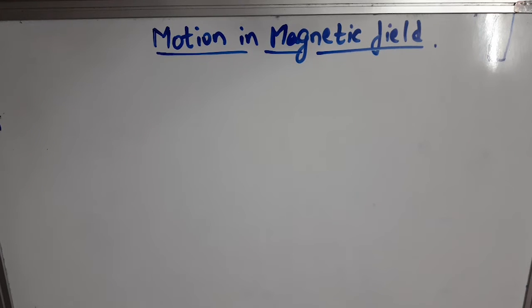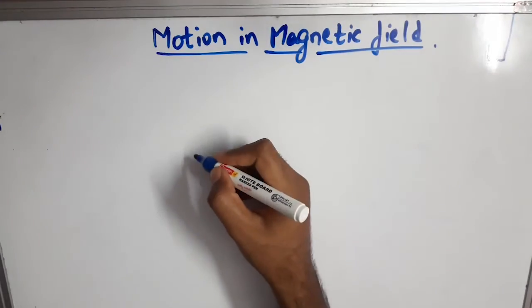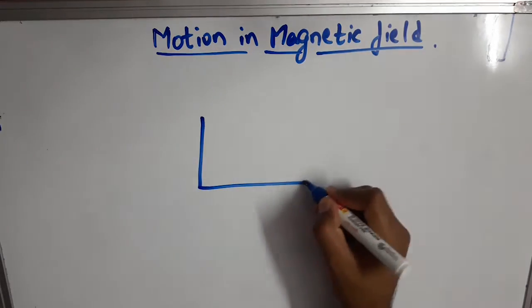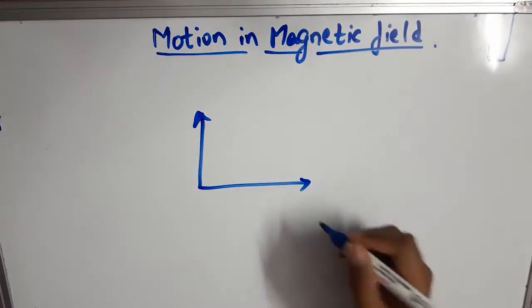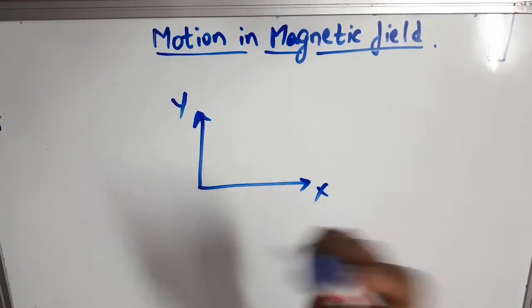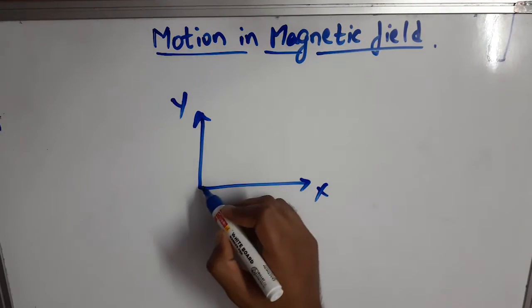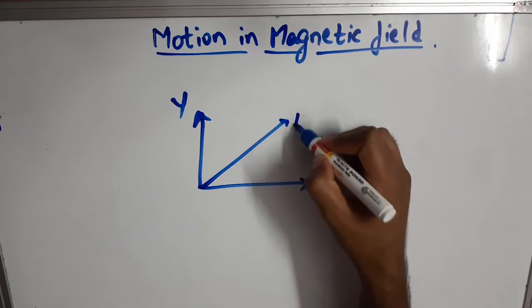Alright, so let's get into the next topic, which is the motion in the magnetic field. Before getting into this topic, I'll have to explain some basics about resolving a vector. For instance, consider these as two axes. Let's say this is the x-axis and this is the y-axis. Now we have a vector A.